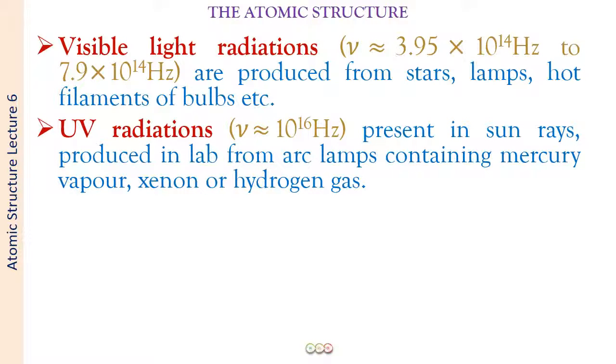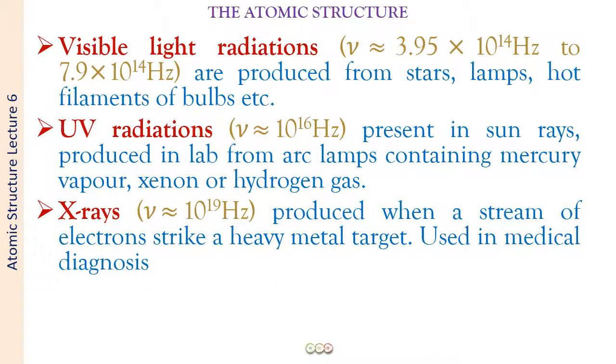And then we have the UV radiations, the frequency ranging of the order 10^16 Hertz, present in the sun rays, produced in the labs from arc lamps containing mercury vapor, xenon or hydrogen gas. X-rays, frequency of the order 10^19 Hertz, produced when a stream of electrons strike a heavy metal target. They are used in medical diagnosis and I hope you all know that we do get our X-rays done when we have some fracture or things like that.